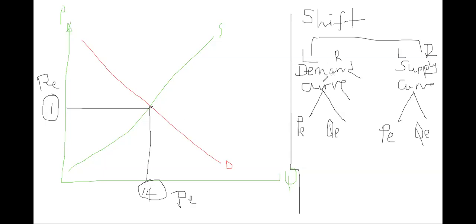So we will look at how a shift in the demand curve, a left shift or right shift, will affect equilibrium price and quantity. From there, we'll also look at the shift in the supply curve, an increase or decrease in supply, and how it will affect the equilibrium price and quantity. And the last one, we'll look at a combination of both demand and supply shifting. So let's focus first on demand.